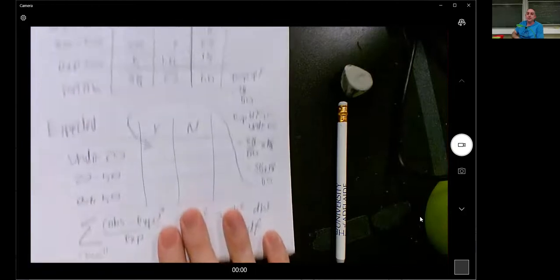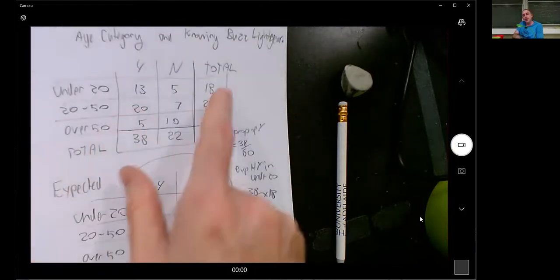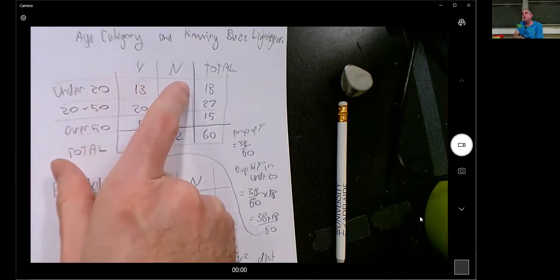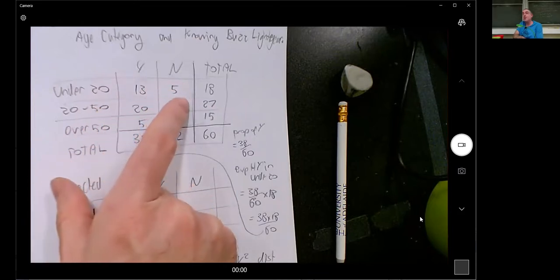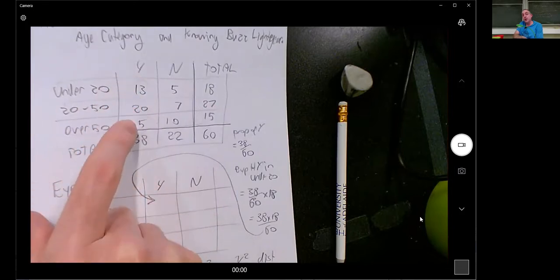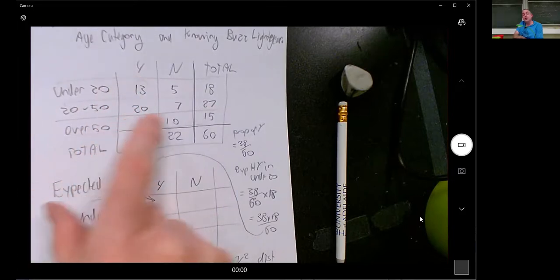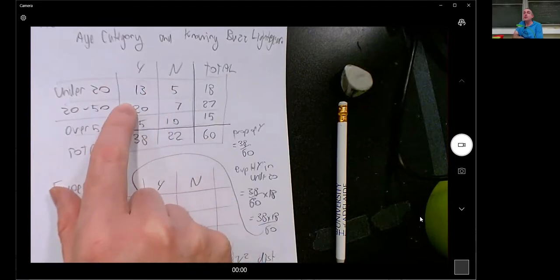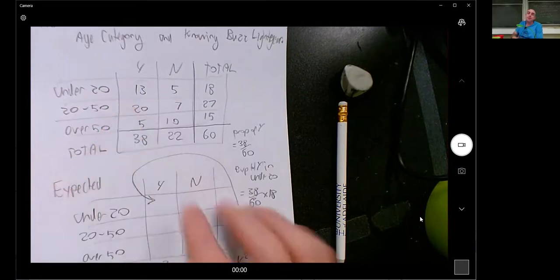So look at this. If I kept the totals the same and I filled in this box, then I would know what that one is. And if I filled in this box, I would know what that one is. But if I had these two boxes filled, I would know what that one is. And once I knew what that one is, I would know what this one is. And so I only need to know two of these boxes to be able to figure out the rest. It's two. I have freedom to choose two of them.